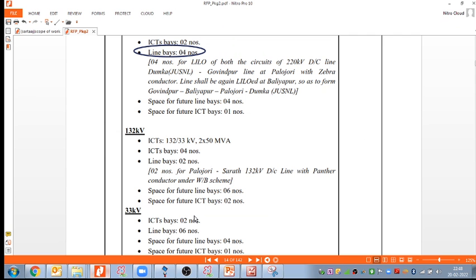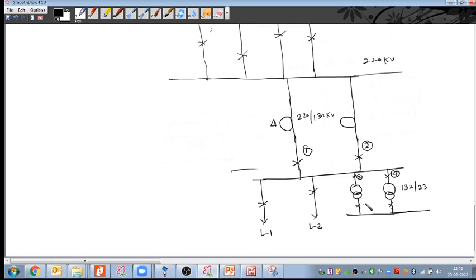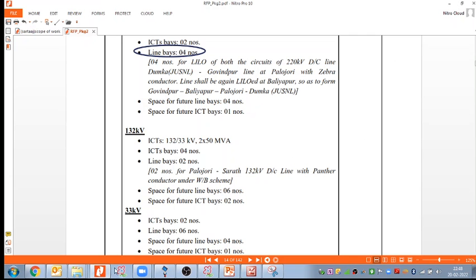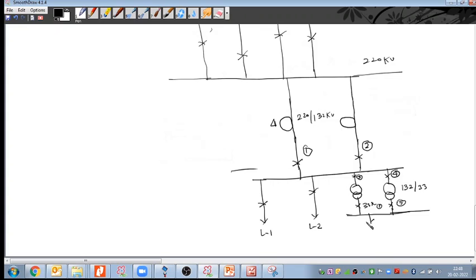Now coming to the 33 kV bus. ICT bay 2 numbers. Yes, that we have drawn. 2 number 33 kV ICT bay. This is because this is 132 by 33 kV. So ICT 1 and ICT 2 here. Right? Then how many 33 kV bays? Line bay 6 number. So 6 number of the line bay. 1 and 2, 3, 4, 5, 6. All the 6 number you have drawn here.